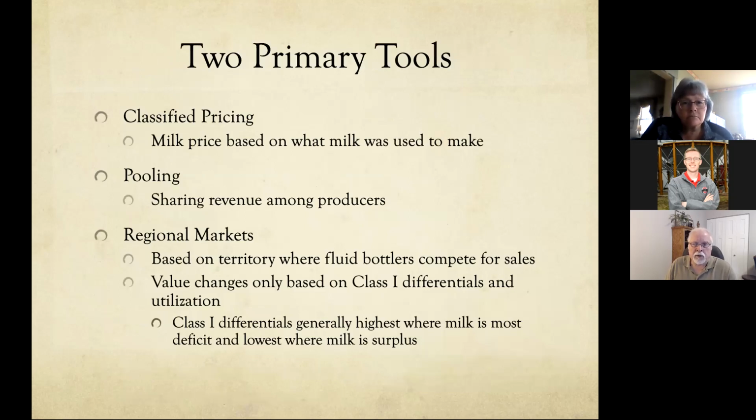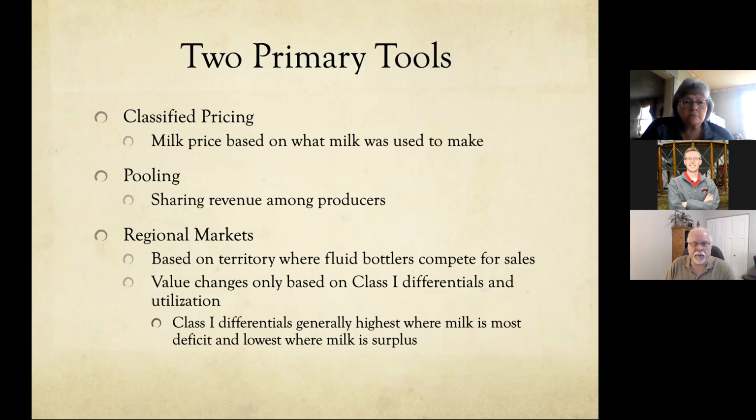Now, there are only two tools, really, that a federal milk marketing order has. Lots of rules behind all those things, but only two real tools. One of them we call classified pricing, and that means that we pay differently for milk depending on what it was used to make. I can't think of any other product that we really do something like that. I mean, with no different characteristics in the input or ingredient.